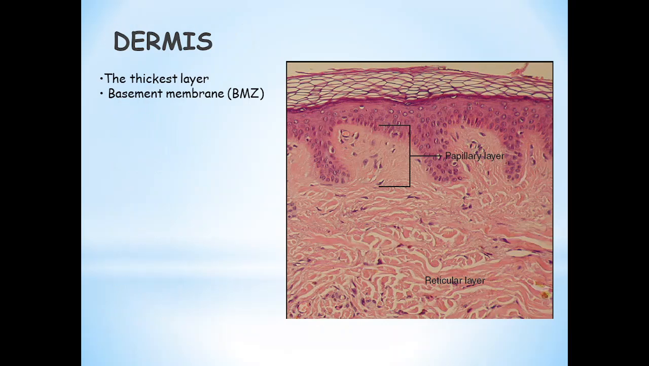The true skin, or the dermis, is located beneath the epidermis and is the thickest of the three layers of the skin, making up approximately 90% of the thickness of the skin. The main functions of the dermis are to regulate temperature and to supply the epidermis with nutrient-saturated blood. Much of the body's water supply is stored within the dermis. The dermis and epidermis are separated by the basement membrane, or the BMZ, as you can see here in the picture.